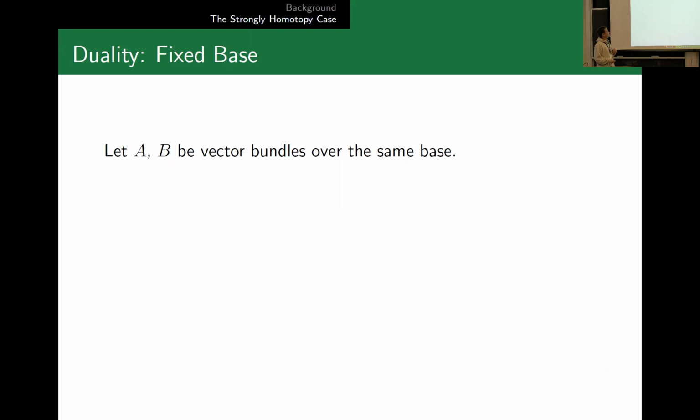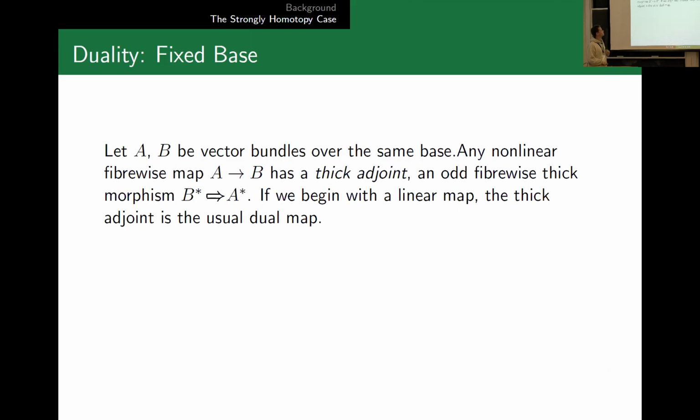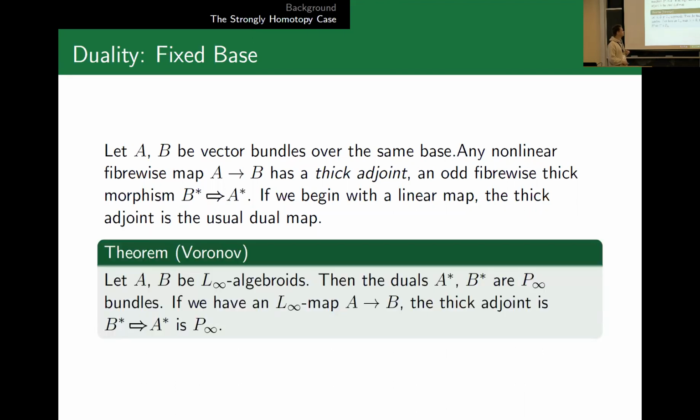In terms of relating these maps, if we have our vector bundles living over the same base, then we can use thick morphisms to form adjoint or dual maps of any map. It doesn't have to be linear. So if we start with an ordinary nonlinear but fiberwise map over the same base, then this has a thick adjoint, or thick anti-adjoint, because there are even and odd versions, but we'll talk about this one. And this notion of the thick adjoint coincides with the ordinary adjoint if we start with a linear map to begin with.